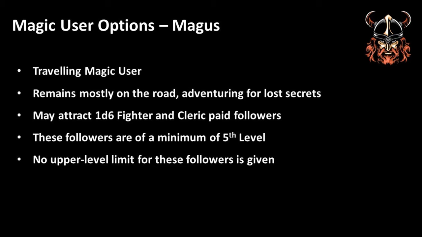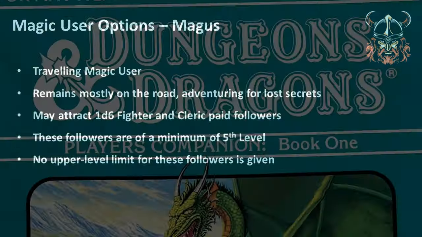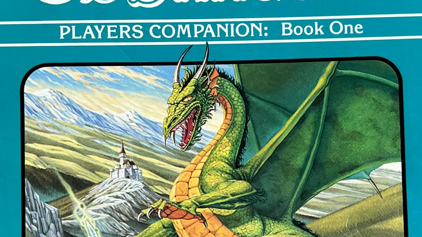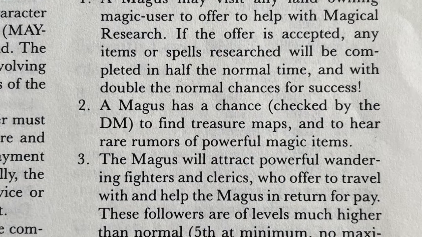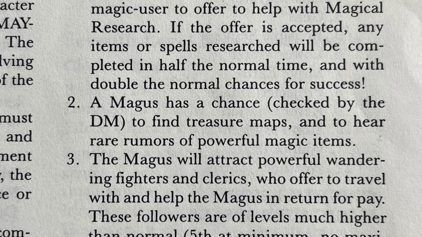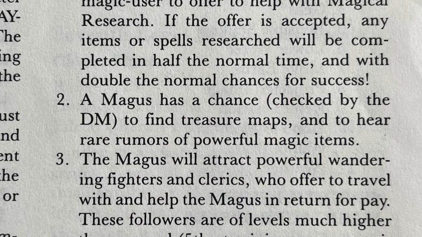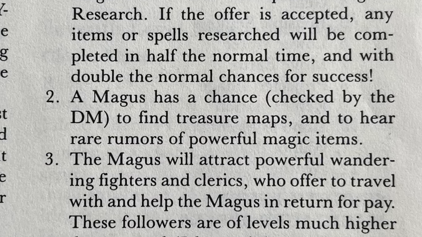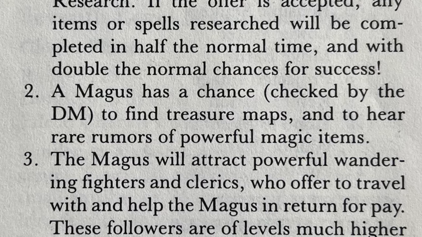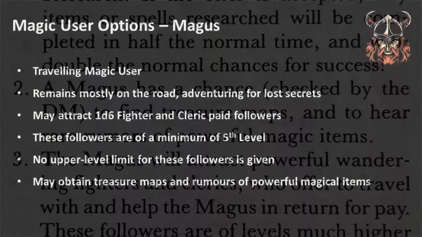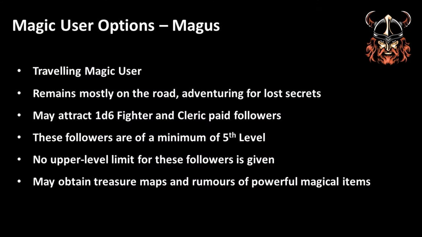There is a further omission from the Rules Cyclopedia that appears in the Companion Rules with regards to the magus, and that is that the magus has a chance to come across treasure maps or rumours of powerful items. Obviously, this would be at the DM's fiat, but it could be used to foreshadow adventures and other events. I know we're sticking with the Rules Cyclopedia in this presentation, but I'll put this on the list to at least acknowledge this option as having been available.